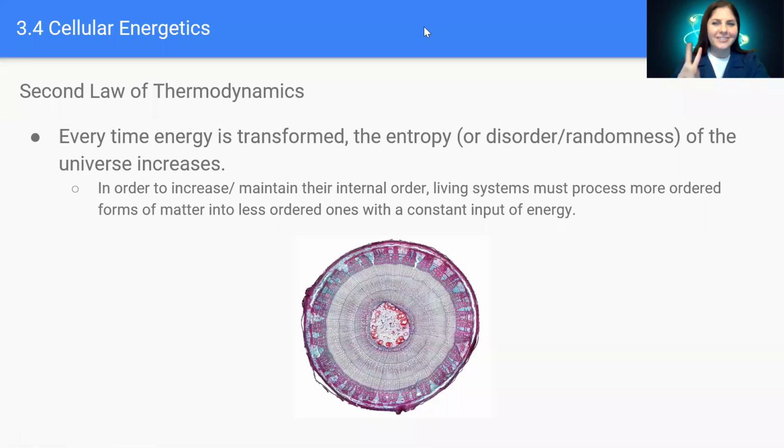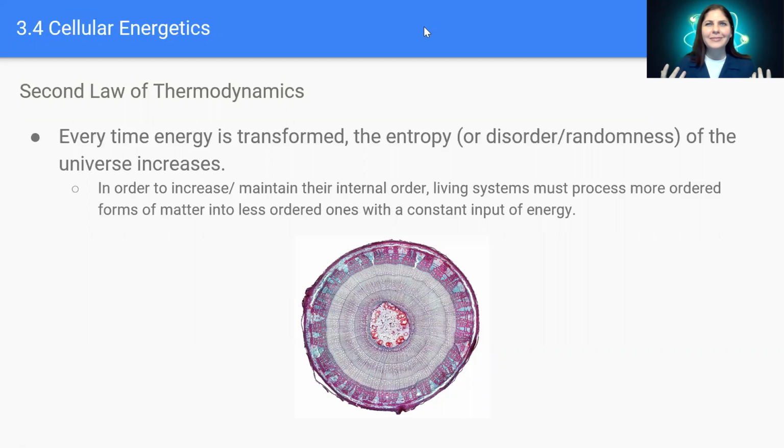So on to the second law of thermodynamics. Now, this one gets a little bit more complicated. So it states that every time energy is transformed, the entropy, or we could refer to this as the disorder or randomness of the universe, increases. So in order to increase or maintain their internal order, living systems must process more ordered forms of matter into less ordered ones with a constant input of energy.